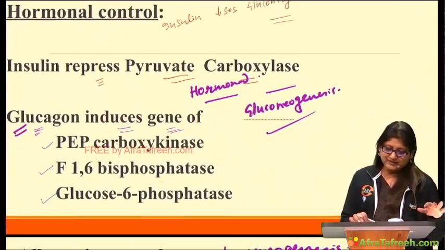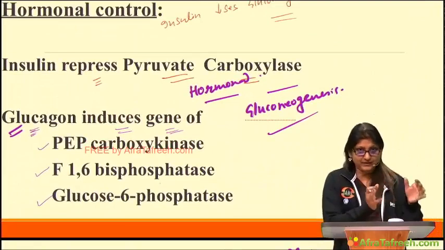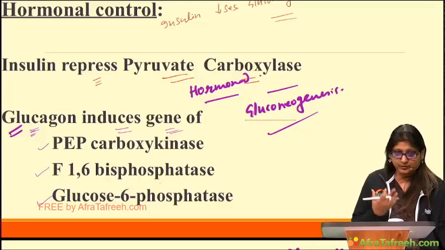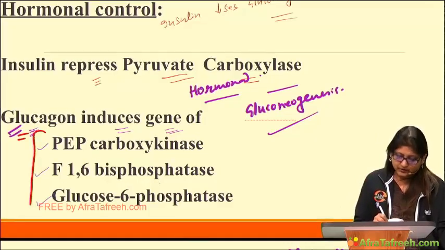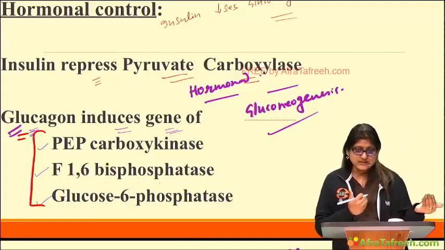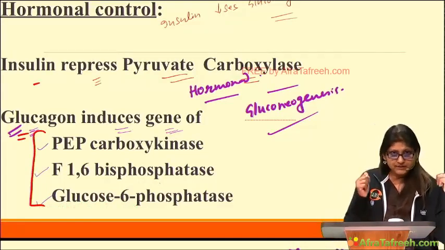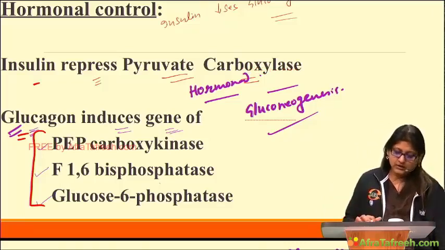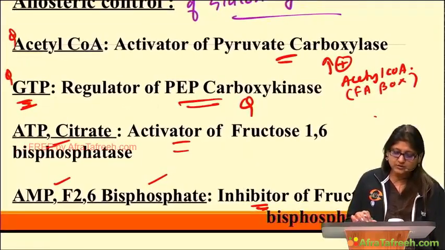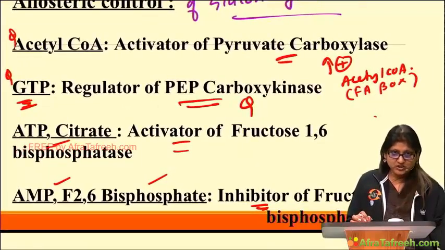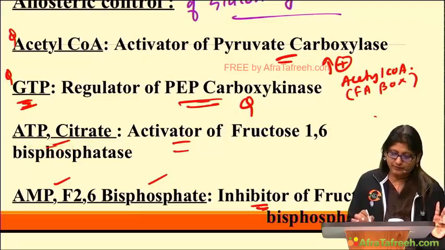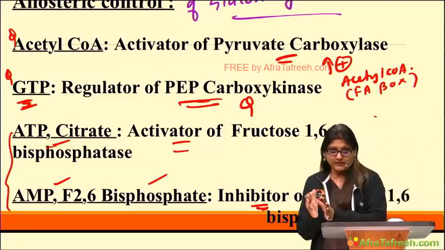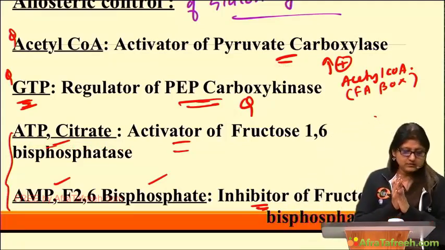So very, very important slide. You won't get everything together anywhere, right? So when we are talking about hormonal control of gluconeogenesis, we have got glucagon, which is required for gluconeogenesis. This is going to induce the gene for these 3 enzymes. And insulin is going to suppress the gene, and this is going to downregulate the gluconeogenesis. Coming to allosteric control, these are various allosteric controls. Acetyl-CoA for pyruvate carboxylase, GTP acting as allosteric control for PEP carboxykinase, and ATP and citrate, and this story I have told you. Whatever is positive for PFK1 is negative for fructose 1,6-bisphosphatase.